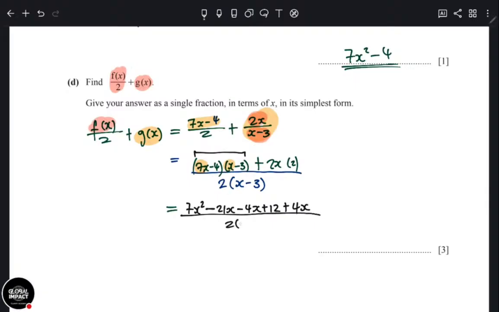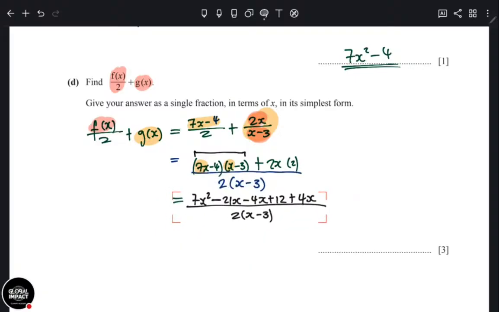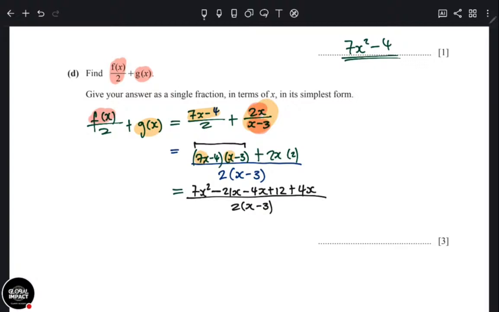Here we can keep it as 2 multiplying x minus 3. Usually you don't expand the denominator first. Don't be in a hurry for the denominator. You simplify things in the numerator. Never rush to simplify the denominator. It's a tip I'm giving you, because sometimes denominators will help you to finish it off.